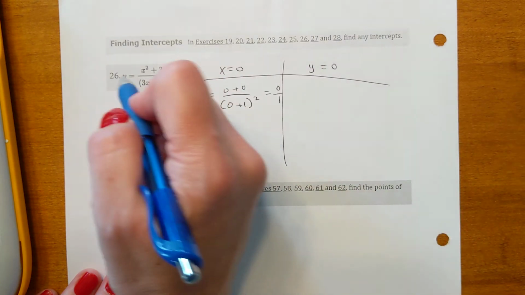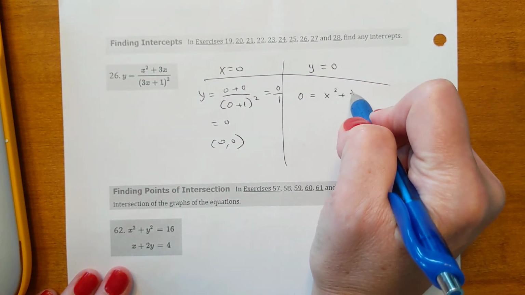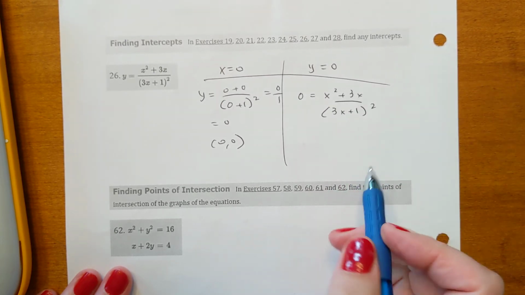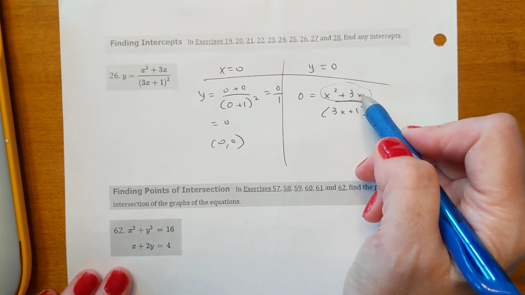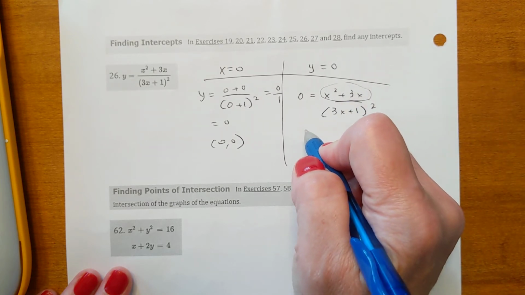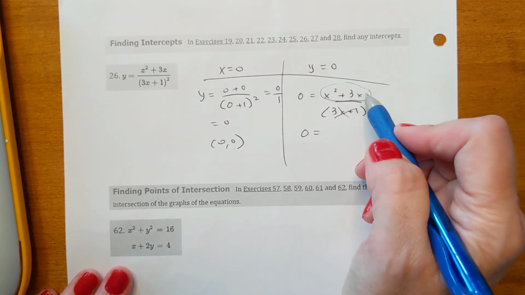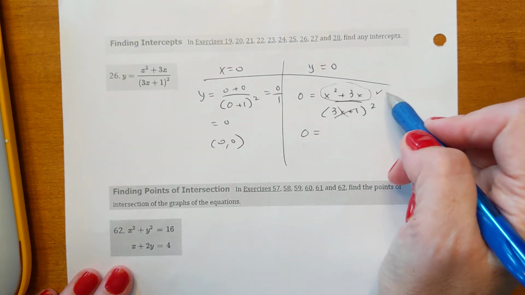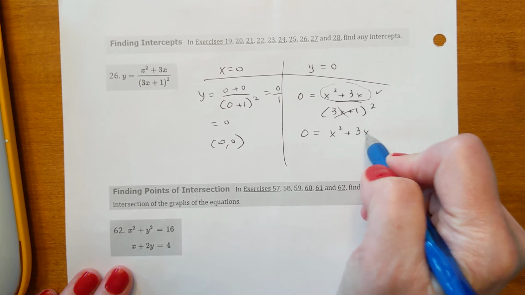And then if y is equal to 0, so putting a 0 in for the y, that gives us x squared plus 3x over 3x plus 1 squared. So when x is equal to 0, that's when the top or the numerator is equal to 0. So you don't care about the denominator at all. If the top is 0, like we saw over here, the whole thing is 0. So all you're worried about is the top of the fraction. So when is 0 equal to x squared plus 3x?